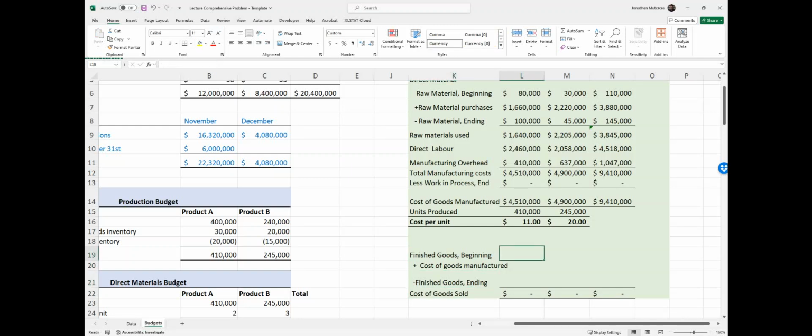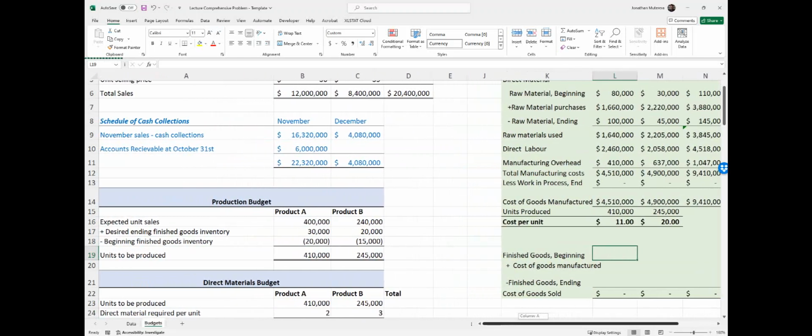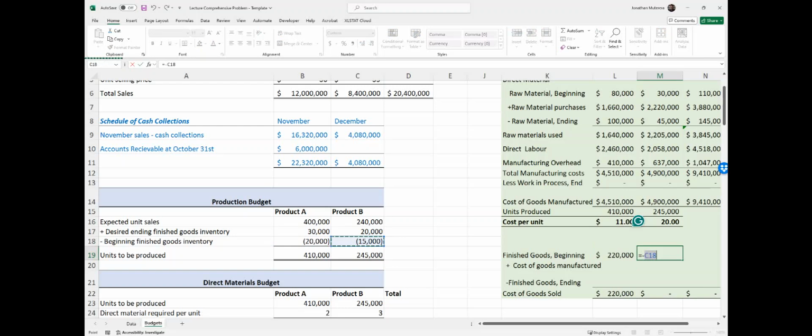All right, so remember, we're given not the cost of the finished goods, but the number of units. So what we're going to do is say, okay, the number of units in beginning finished goods were 20,000 units at $11 for product A. For product B, the number of units in beginning were 15,000 times $20 per unit.